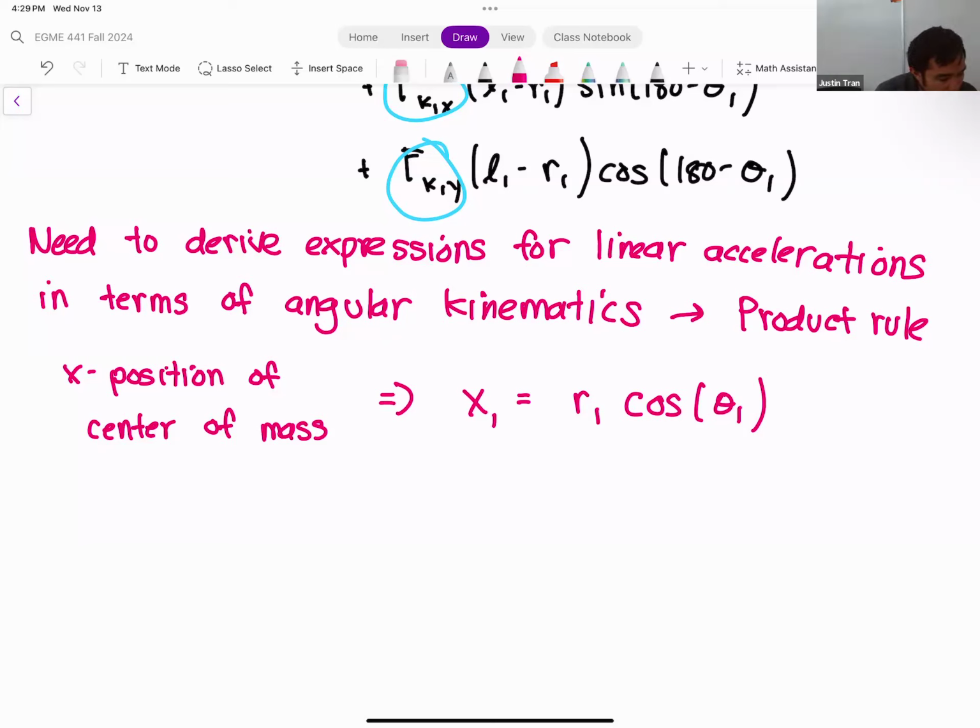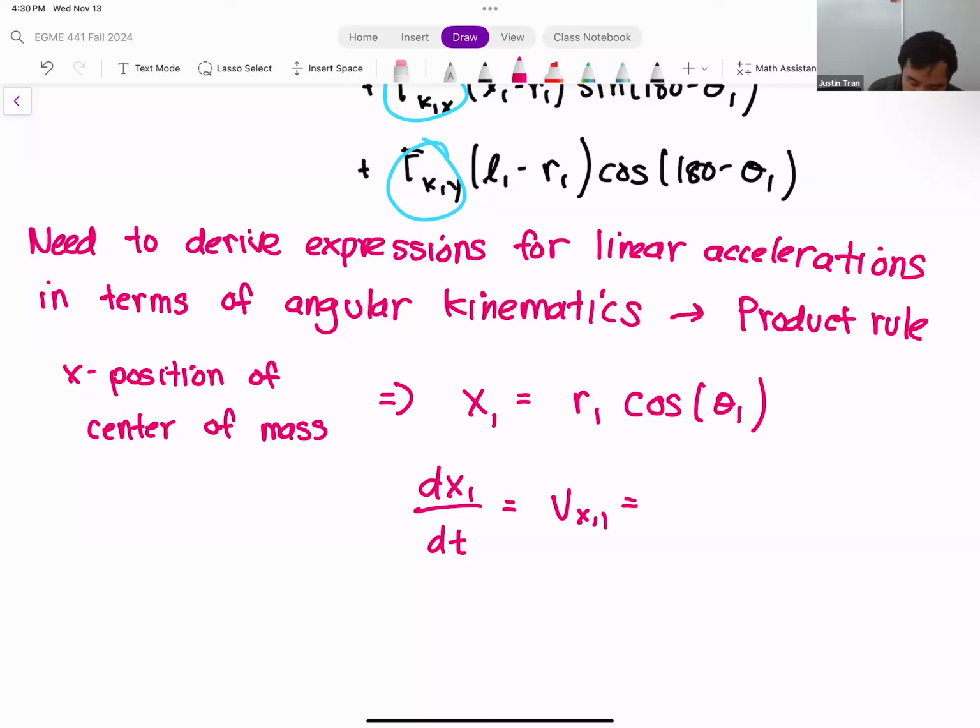All right. So let's go ahead and take derivatives of this. Okay. So if we take dx1 dt, right? So we take the derivative with respect to time of the position. What we are going to get is velocity. Okay. So that's velocity in the x direction for segment 1. Okay. So we take derivatives of this. We have R1. R1 is just a constant. That's just the distance along the leg. And then we have the derivative of cosine theta1 here.